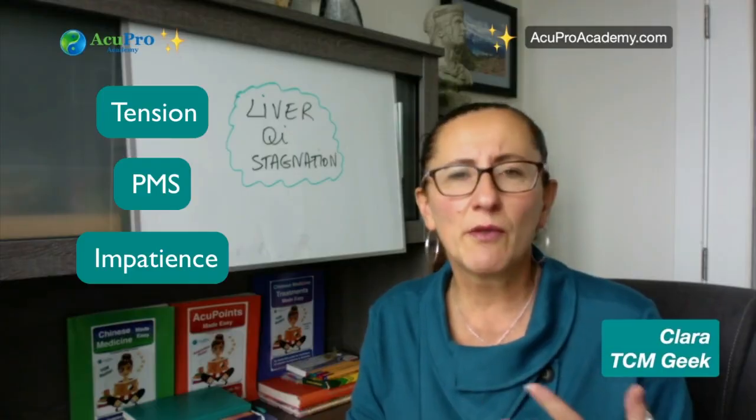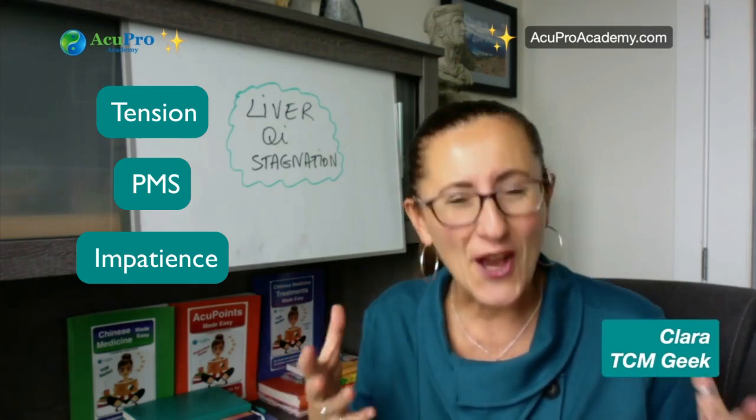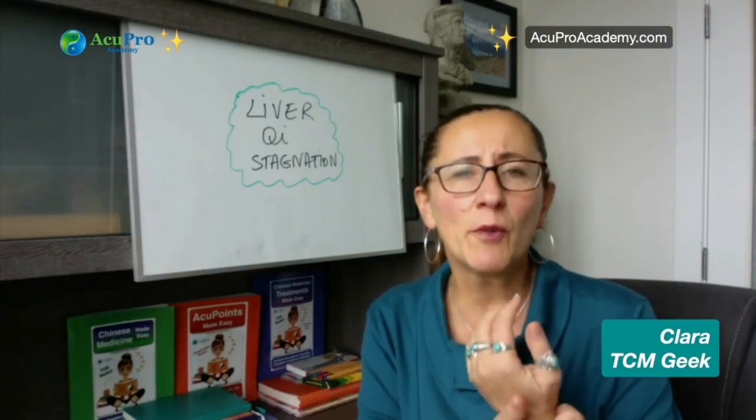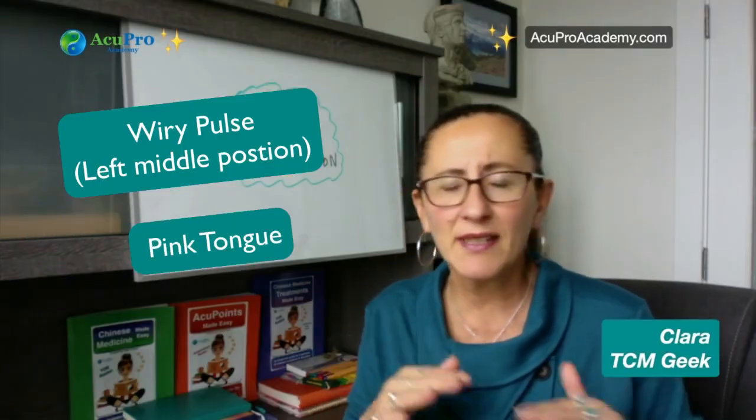So sometimes people are so used to being impatient or irritable or frustrated easily, they don't see that it comes from stress. And sometimes it could be years of stress, right? The pulse will be wiry, mostly on the left side because the liver is in the middle position on the left side of the pulse. And the tongue will not change. So the tongue will stay pink, or if we have another pattern, then it will show the other pattern.